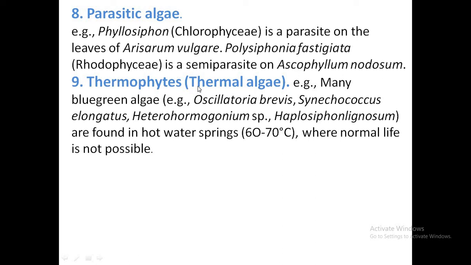9. Thermophytes, thermal algae. Many blue-green algae, example Oscillatoria brevis, Synechococcus elongatus, Hapalosiphon laminosus, are found in hot water springs, 60-70 degrees C, where normal life is not possible. They are able to survive such high temperatures due to the absence of a well-organized nucleus. Since most hot springs are alkaline, some algologists believe that tolerance to high temperature is also associated with this factor.